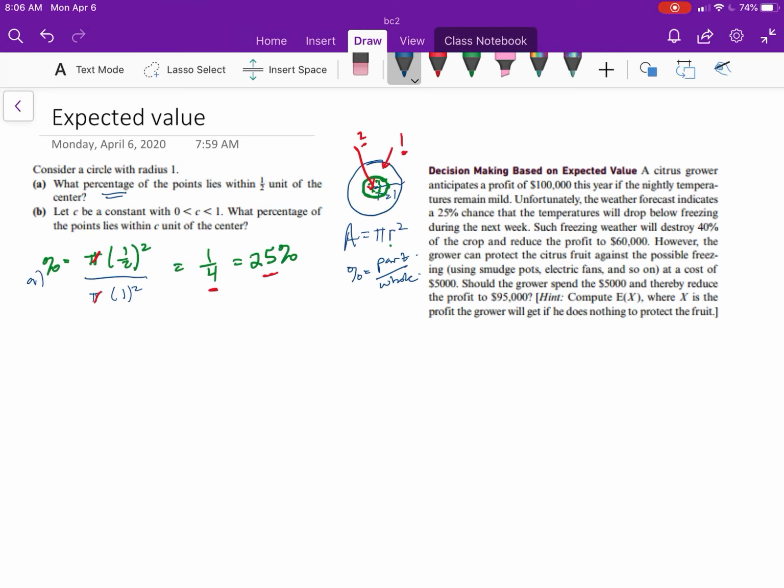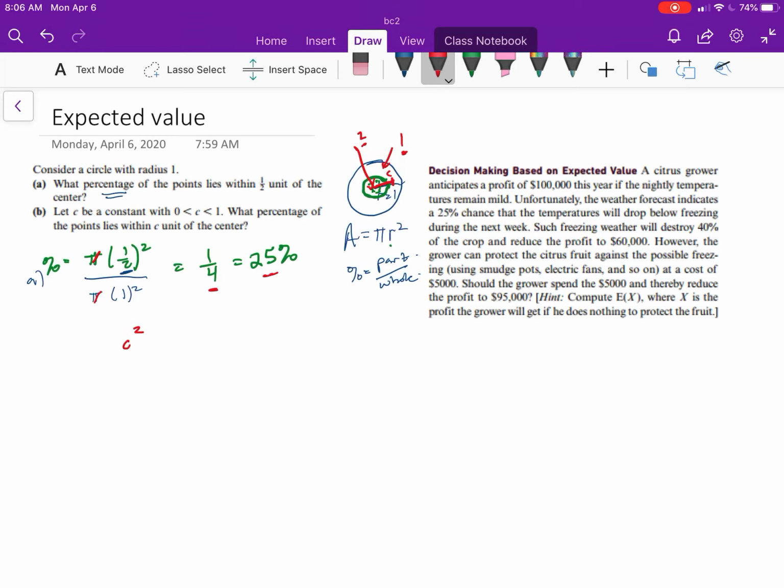So there's A. B. This is worded kind of weird for this class, but that's okay. Let C be a constant between 0 and 1. What percentage of points lie within C units? Well, if it's within 1/2, we put it here. That's our radius. So for C, however far this comes out, I don't know, we're just going to call that radius C, but the rest is the same.